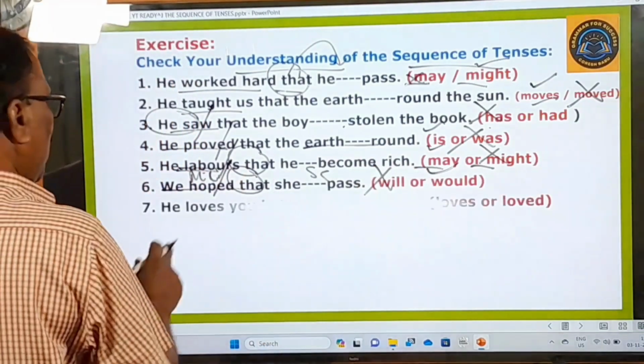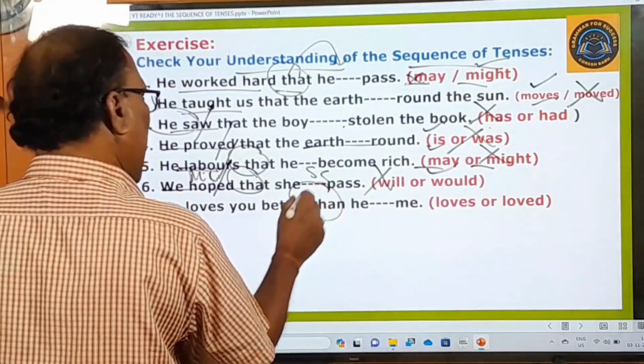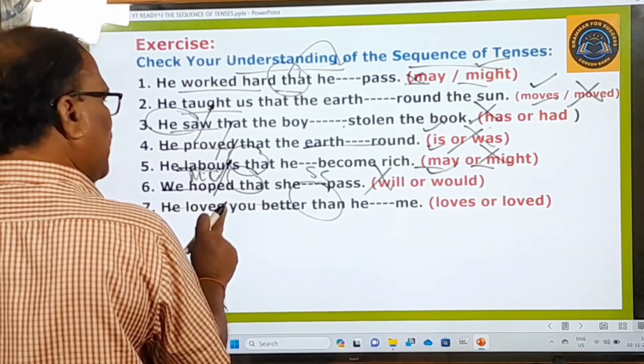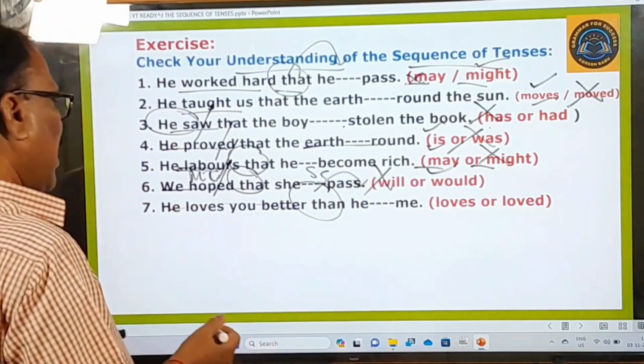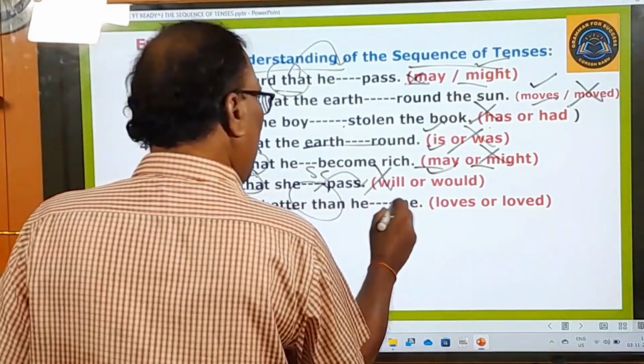And here comes, he loves you better than he ___ me. So here, before than, this is the main clause in the simple present tense. Okay, this is in the present tense. After than, there can be any tense. Okay, yes, there can be any tense. Then he loves you better than he loves me.